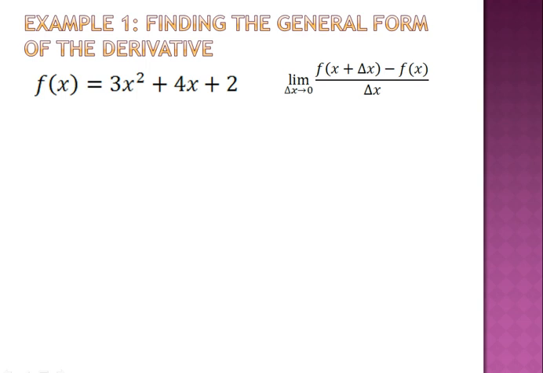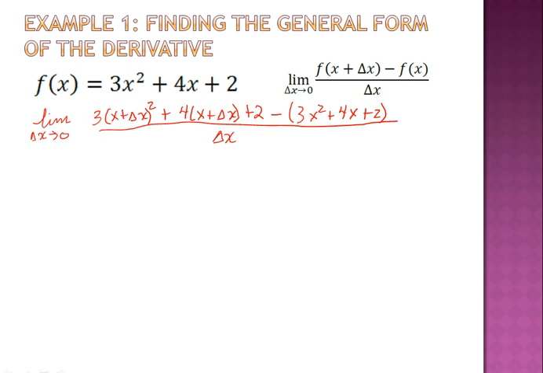So for our first example, we're going to do a very simple one, just finding the general form of the derivative. To begin, all we do is plug in x plus delta x in the function the first time so that we get f of x plus delta x, and then just leaving our x in the second one. Make sure to protect that back function by parentheses because that negative needs to distribute.